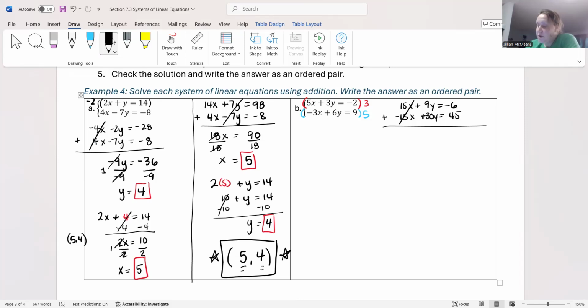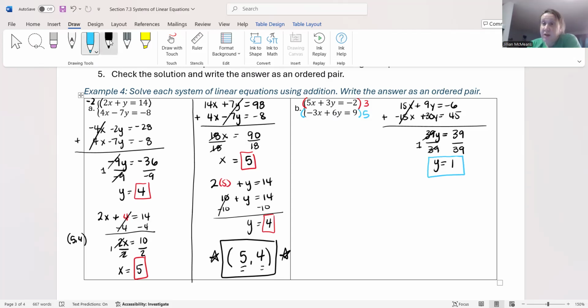Okay? So we add the two equations. 15x minus 15x is just 0. And then 9y plus 30y is 39y. And then -6 plus 45 is 39. Okay? So in this case, let's see, we want to divide both sides by 39. Okay? 39 divided by itself is 1. 1 times y is y. And then 39 divided by itself again is just 1. So we can say now that y is equal to 1.